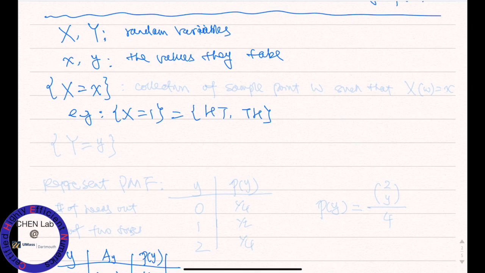So formally, this is a collection of sample points ω such that my X maps ω into my little x, which is what we wrote above. It is the event that makes capital X take the value of little x. The only complication now is that we formally put a curly bracket outside to denote the set.